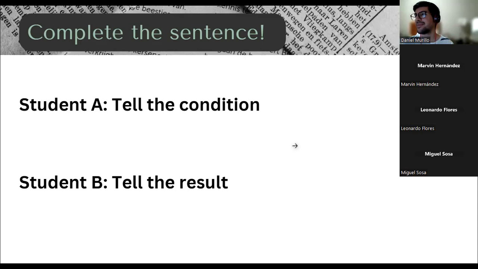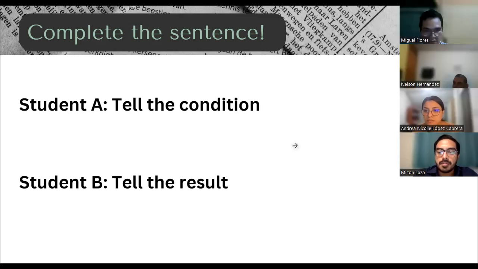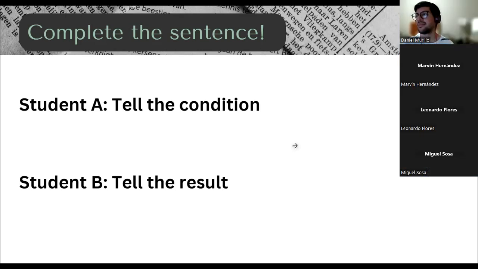Okay, perfect. It sounds better. Okay, yeah, imagine Milton, please study, and then I will go to the university and I will pass the test. Okay, you study and I will pass the test. I will get the credit. Perfect. But now, Milton, let's be fair. Milton, you tell the condition, and Daniel, please help us with the result.